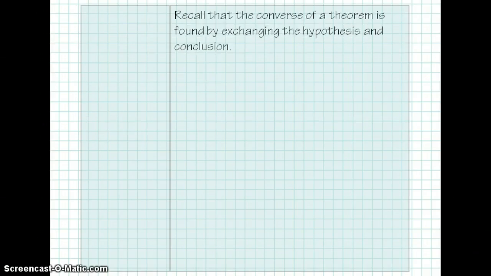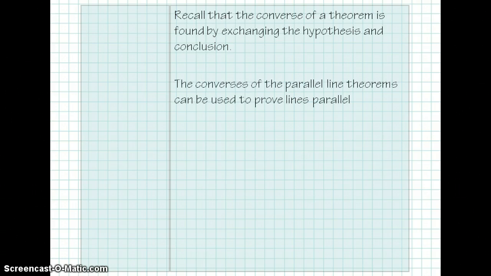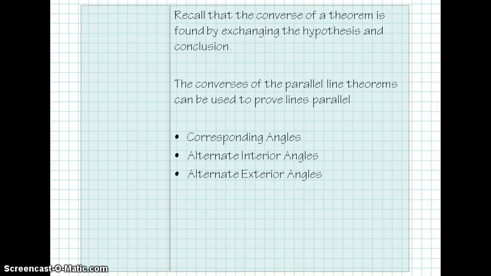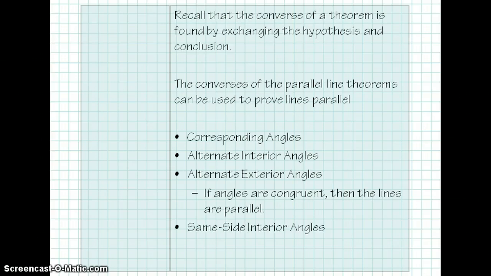So just to get back to some of the logic stuff we covered last chapter, the converse of a theorem is found by switching around the hypothesis and conclusion. And so we're going to use the converses of all of our parallel line theorems to show that the lines are parallel. So if I have corresponding angles, alternate interior angles, alternate exterior angles, if the angles are congruent, then the lines are parallel. Same side interior angles, if the angles are supplementary, then the lines are parallel.